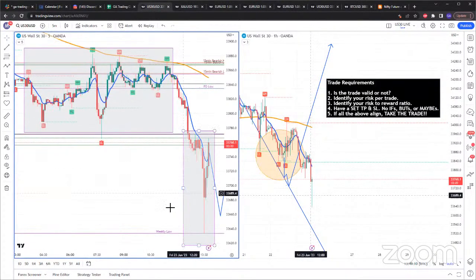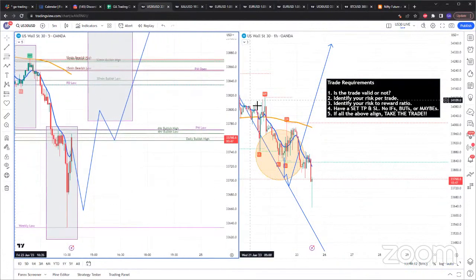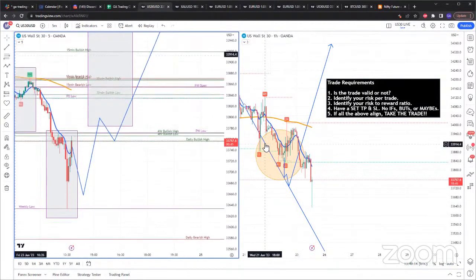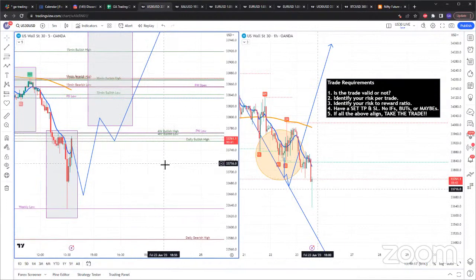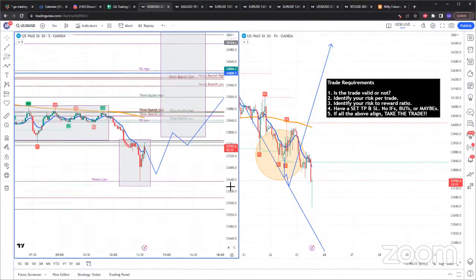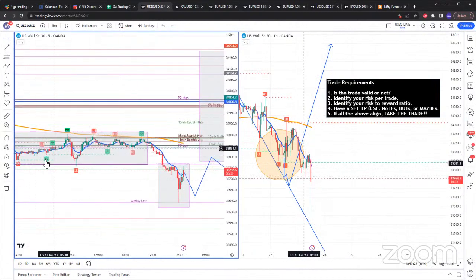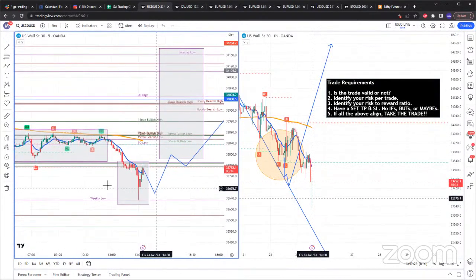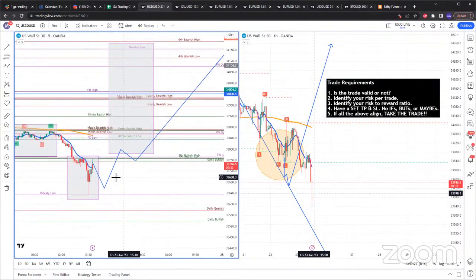I will hop in on US30 again if we do get a closure above and retest of this 4-hour bullish high and low and daily bearish high and daily bullish high and low. The reason for that is this is what I'm expecting, right? Accumulation, manipulation, and distribution.